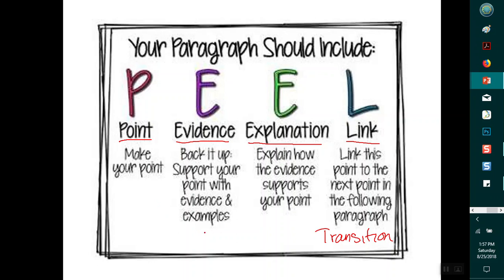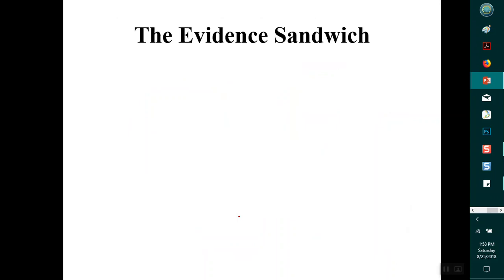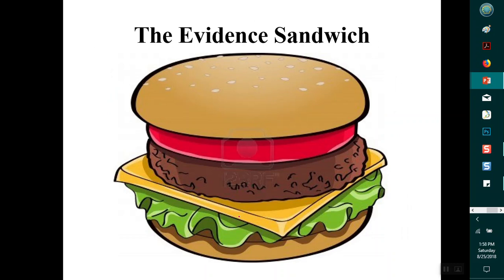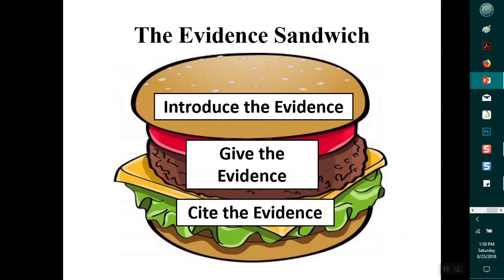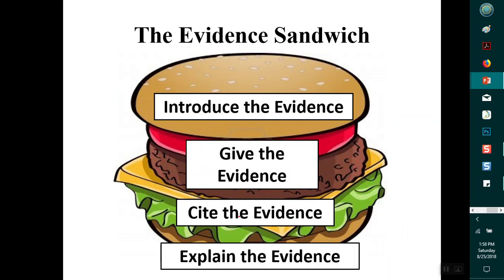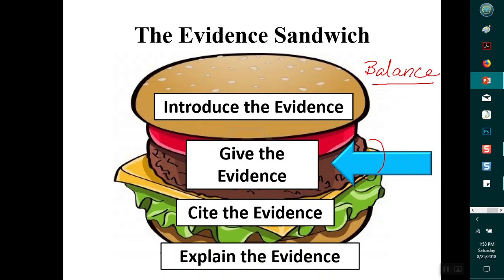So today we're going to talk about how to add this part, how to add that evidence to a paragraph when you're writing it. A lot of times people call this the evidence sandwich. So you introduce the evidence, you give the evidence, you cite the evidence, and then you explain the evidence. And one of the biggest things here to keep in mind is balance. I want you to make sure that you have a balance between giving the evidence and explaining the evidence.